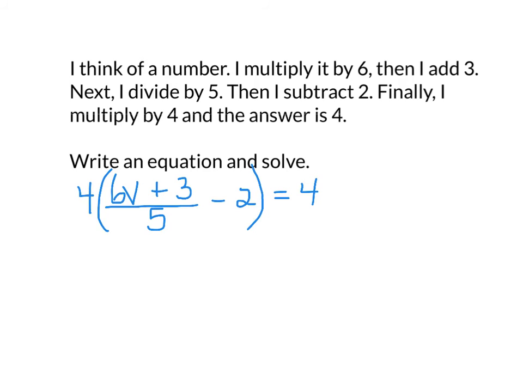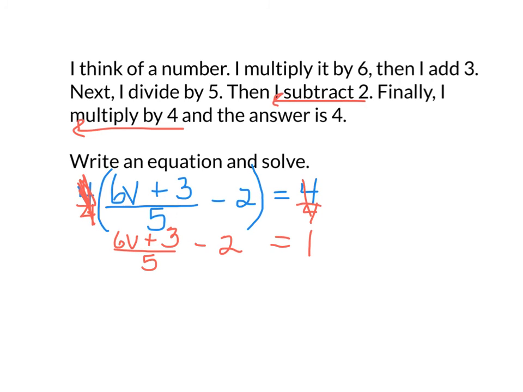All right, let's go backwards. Last thing I did here was multiply by 4. So I'm going to divide by 4 on both sides. 4 divided by 4 is 1. This side's also 1. That's okay. All right, on the left, I have 6v plus 3 divided by 5 minus 2 equals 1. So again, all I did in that step was get rid of the parentheses, and that 4 over 4 is 1. All right, took care of that.